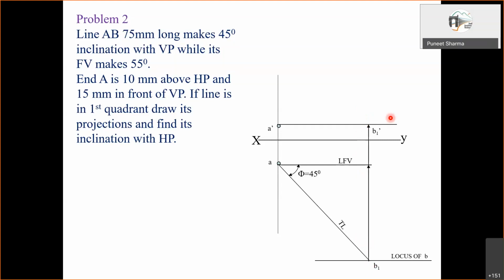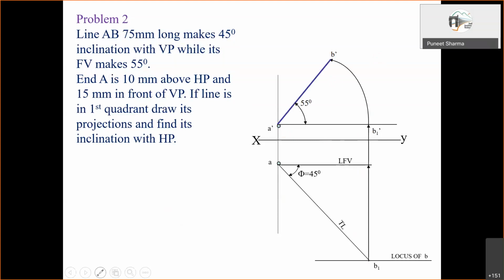This is located. Now we have the condition that front view makes 55 degrees. Line is in first quadrant. So then what we have to do is, length of the front view we have obtained. Now inclination of the front view is given. This is not the inclination of line. This is the inclination of front view which is directly given. So all you have to do is draw this A dash B1 dash inclined 55 degrees. That will become the front view.